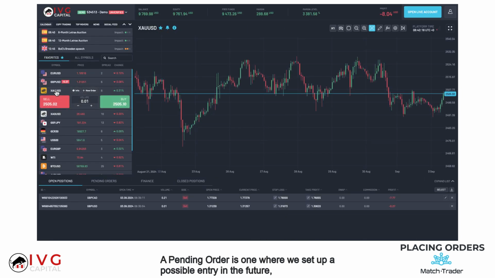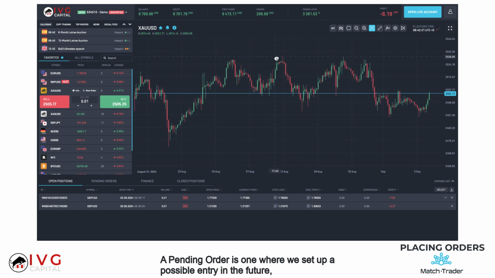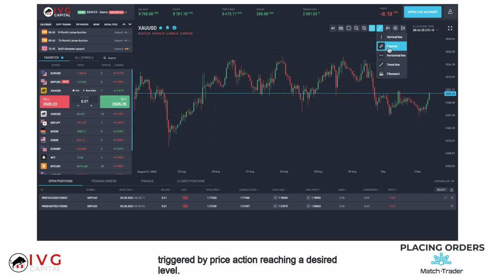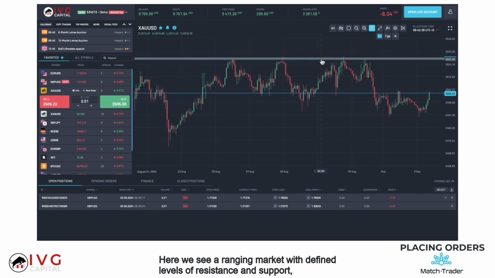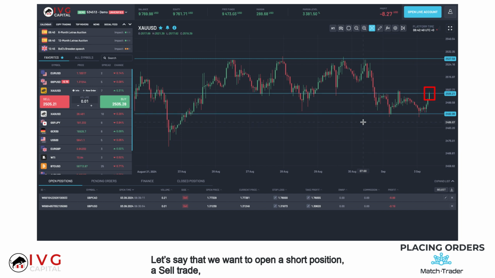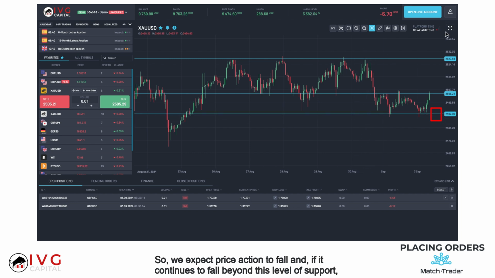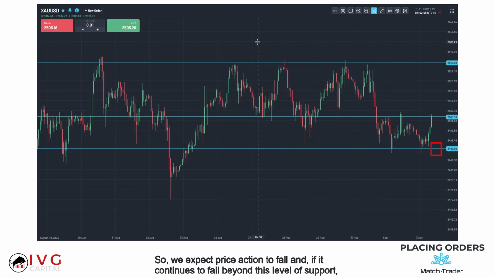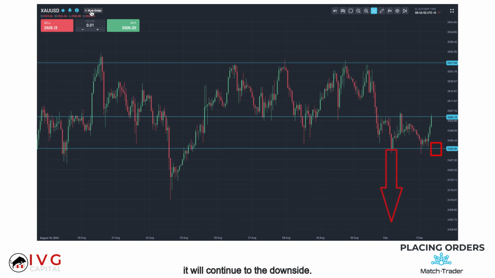A pending order is one where we set up a possible entry in the future, triggered by price action reaching a desired level. Here we see a ranging market with defined levels of resistance and support, with the current price between the two levels. Let's say that we want to open a short position, a sell trade, but only if price action reaches this level of support. So we expect price action to fall, and if it continues to fall beyond this level of support, it will continue to the downside.